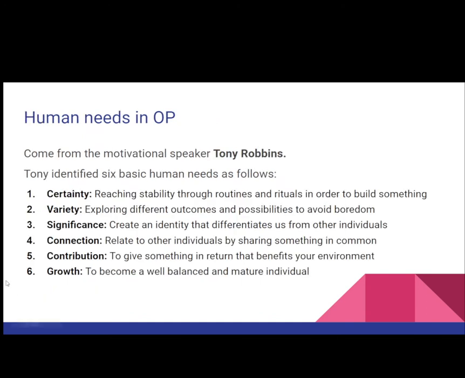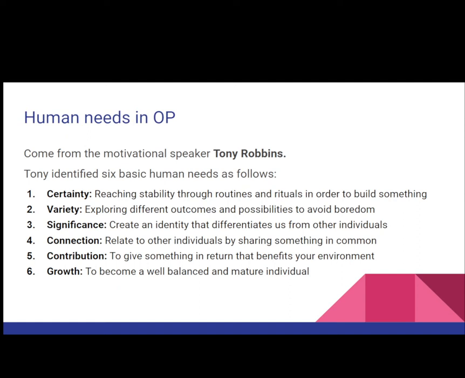Okay, so let's talk about the human needs in objective personality. So objective personality borrows from the human needs that Tony Robbins came up with. Tony Robbins is a famous inspirational and motivational speaker. And he says that there's 6 core needs that are common to everybody. Everybody has all 6 of these needs, but some of these needs will be stronger in some people than others.